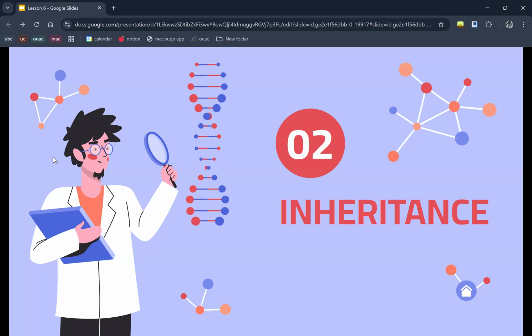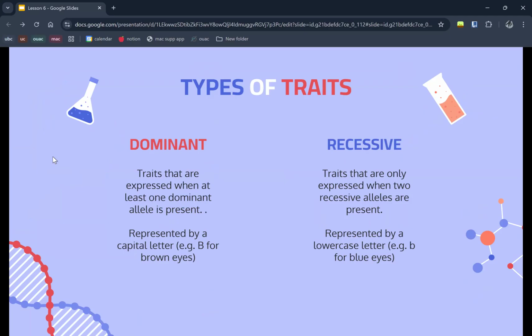Okay, so looking into inheritance now. There are 2 types of traits, which are dominant traits and recessive traits. So dominant traits are genetic characteristics that are visibly expressed, even if an individual has only 1 copy of the dominant allele. So allele, I mentioned, is like a variation of a gene. It's represented by a capital letter. So for example, capital B for brown eyes. Recessive traits are genetic characteristics that are only expressed if the individual inherits 2 copies of the recessive allele, and they're represented by a lowercase letter. So for example, lowercase b for blue eyes.